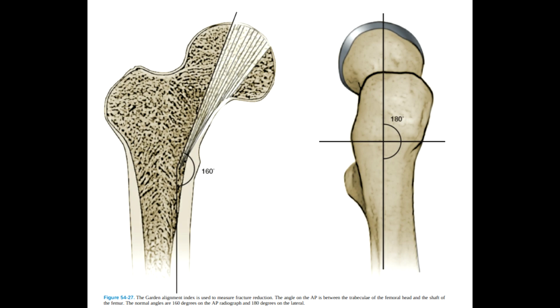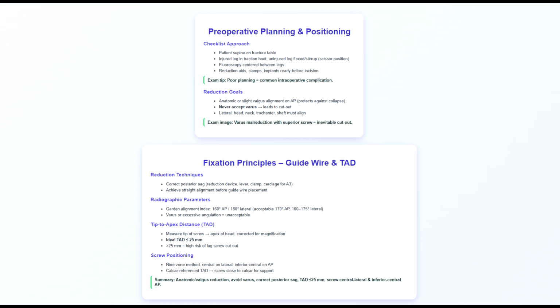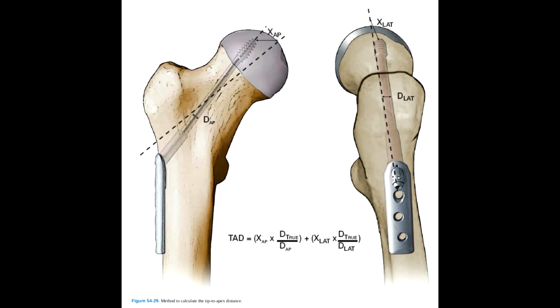Now let's emphasize the most exam-relevant measurement, the tip to apex distance, TAD. This is shown in Figure 54-29. It measures the distance from the tip of the lag screw to the apex of the femoral head, corrected for magnification. The ideal TAD is 25 millimeters or less. Values above this threshold are strongly associated with lag screw cutout. For exams, this is a must-know fact. TAD less than 25 millimeters minimizes the risk of failure.